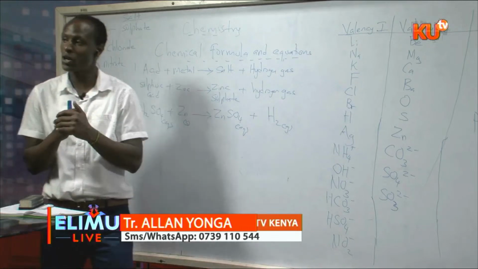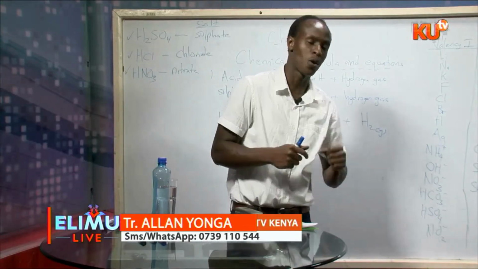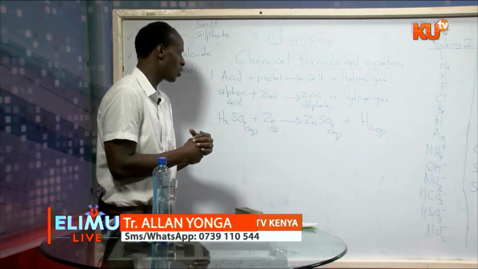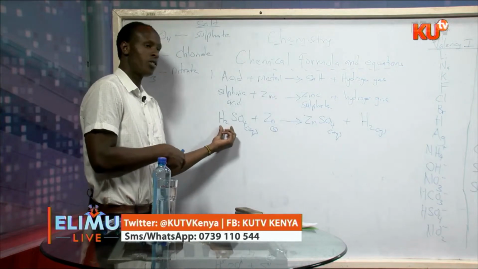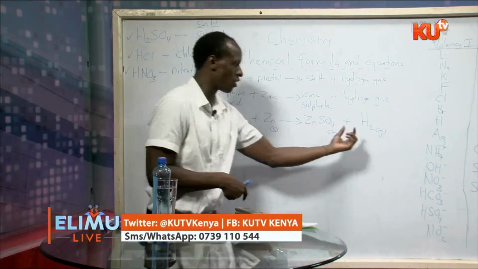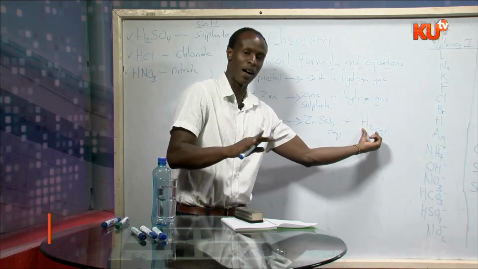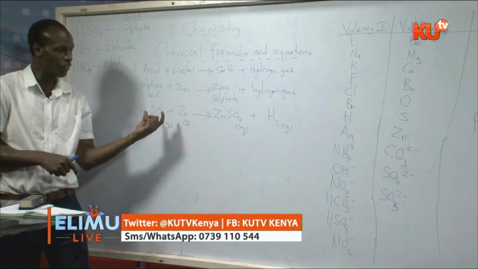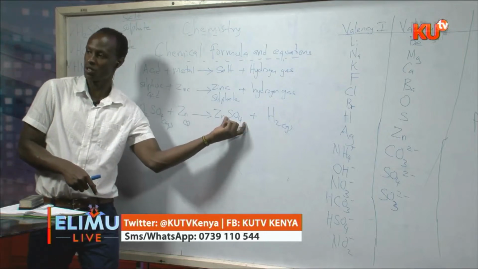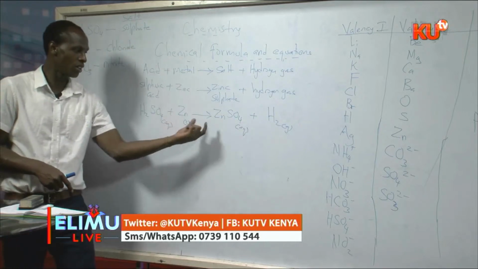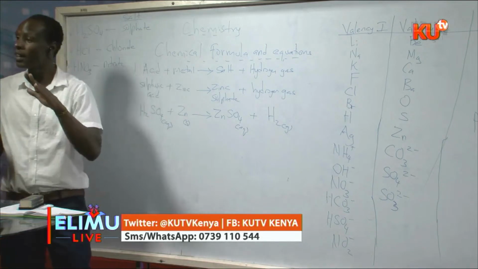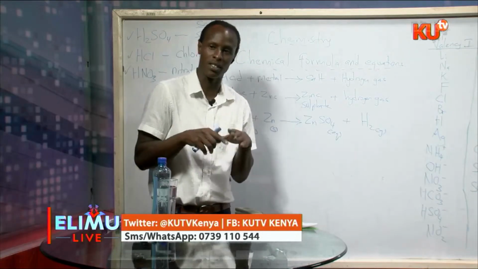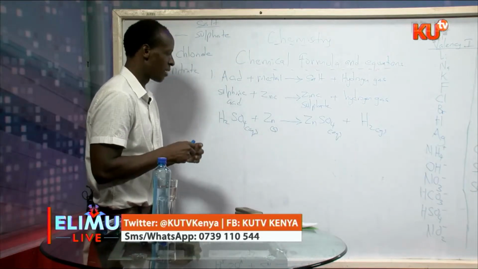Another thing after writing a chemical equation is to balance it. So how do we check if the chemical equation is balanced? On this side, I have 2 hydrogens, and on the other side, I have 2 hydrogens. Hydrogens are balanced. Sulfate is SO4: I have 1 sulfate on each side. Zinc 1, zinc 1. So all the elements in that reaction are balanced, and we don't need to put any other number.